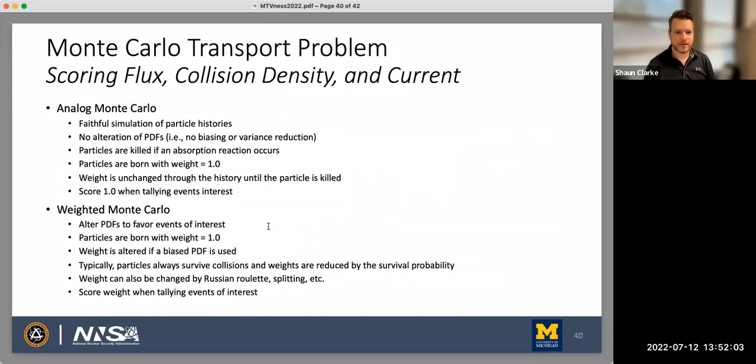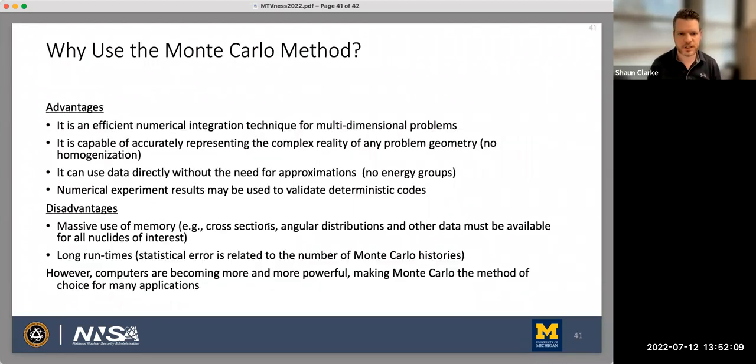Right, so I think I'm going to stop here. We talked a little bit about analog versus weighted. I don't want to dive into those details unless someone has questions. So I'm just going to stop on this slide and say, why do we use Monte Carlo? It's a fairly efficient technique for performing numerical integration in multidimensional problems, and the reason it's valuable is it uses the true data. Okay, so you're randomly sampling from the true physical data, whereas other techniques like deterministic techniques often require averaging or energy grouping for cross sections. The Monte Carlo is a numerical experiment that is based on the true nuclear data.